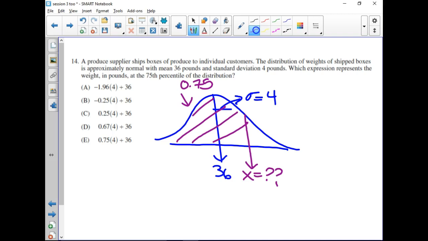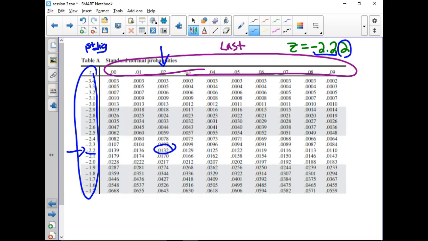Close, very close, Eric. That's very good. What we have to do is find the z-score for 0.75. I don't have the chart, and if you guys don't have your charts with you, let me just show you with a different number. I only have this for my chart.